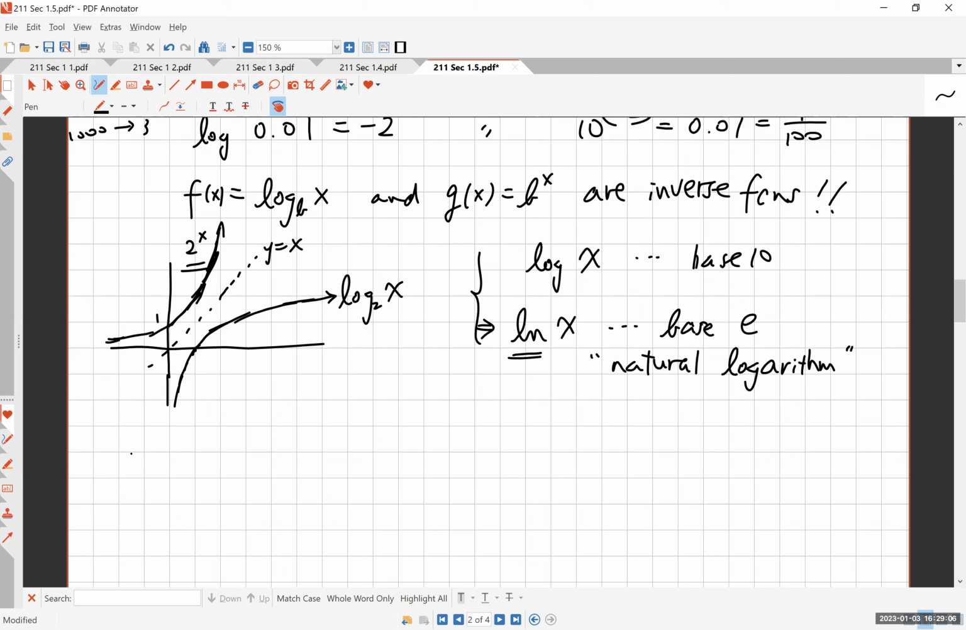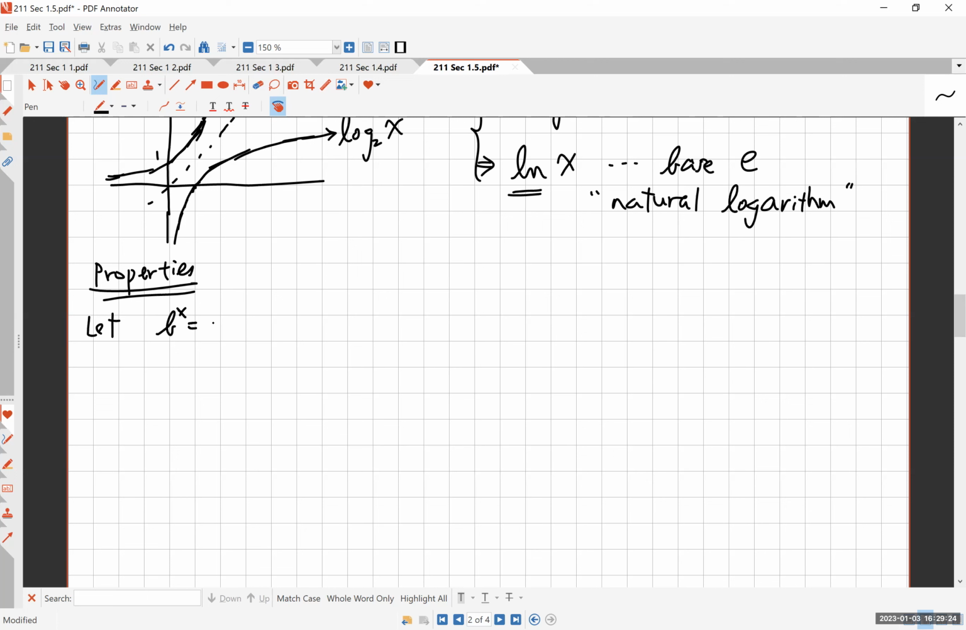All right, now let's look at the properties of log very quickly, and then I'll let you do some review homework problems. All right, so you remember, let's say b to the x is m, b to the y is n. Okay, you know b to the x times b to the y is b to the x plus y, right? Okay, so we know this.